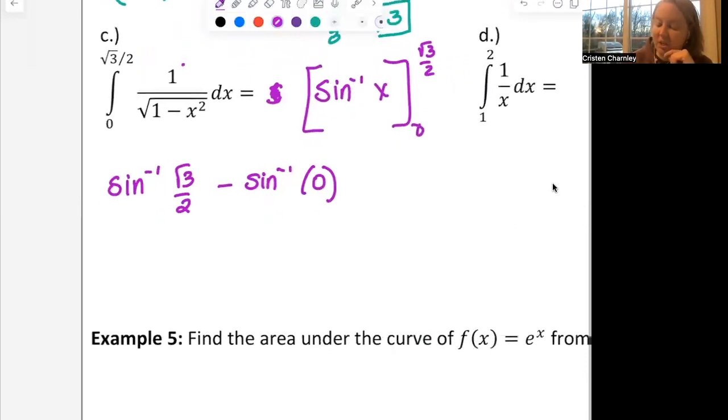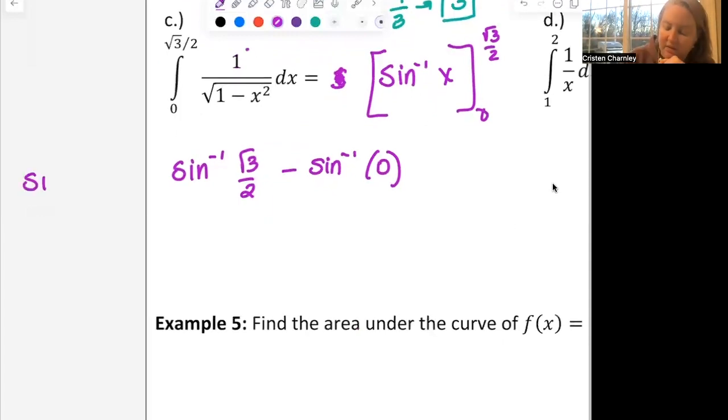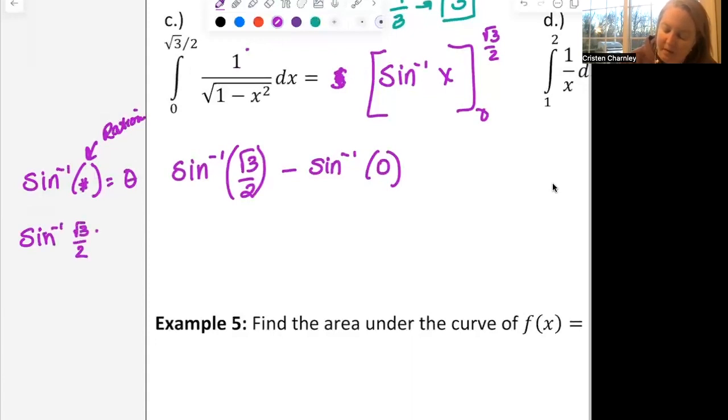So to remind you, how do we evaluate this? Inverse sine of your number is equal to the angle. So in here, this is the ratio. That's the √3/2. So this is inverse sine of √3/2. What I'm really saying is the sine of what angle is equal to √3/2.